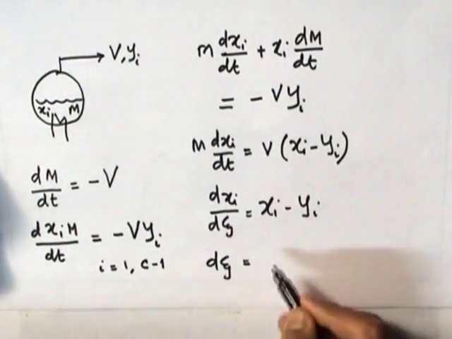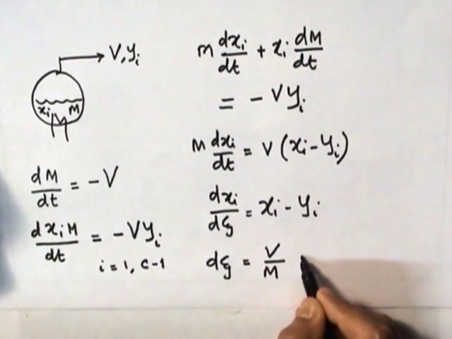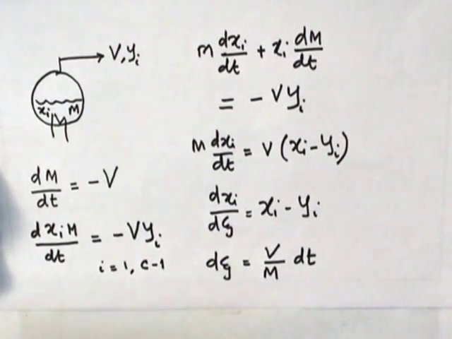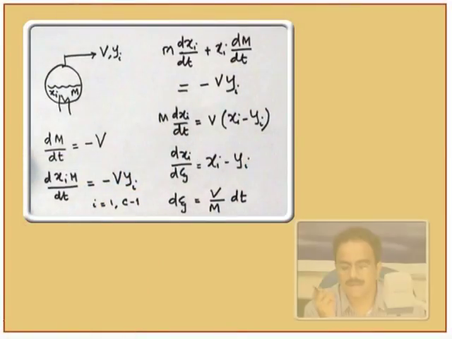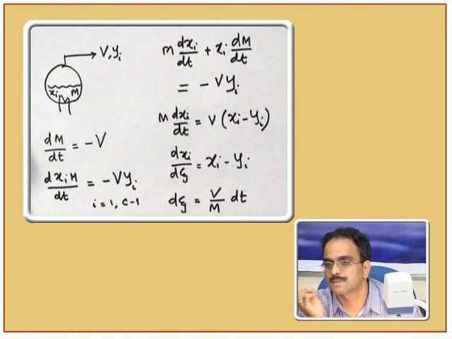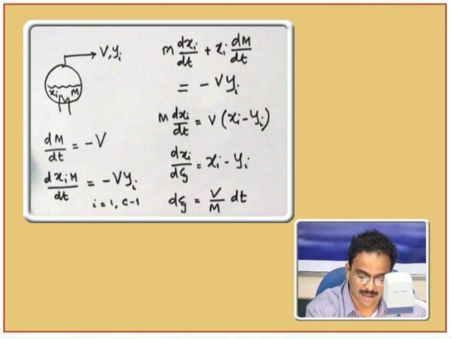d zeta is equal to V by M dt. Zeta is a dimensionless time. I'll talk about it in detail, what it means. But you have this equation, a very simple equation: dxi by d zeta is equal to xi minus yi, and this is nothing but the residue curve map.